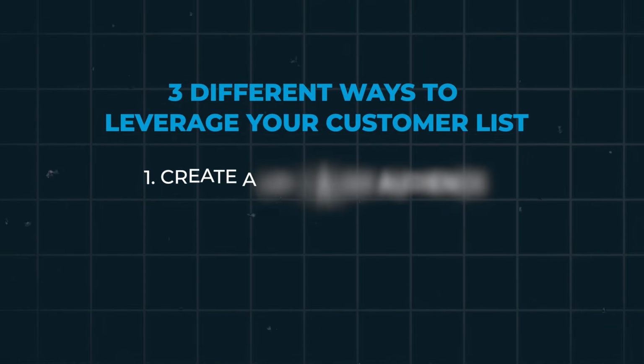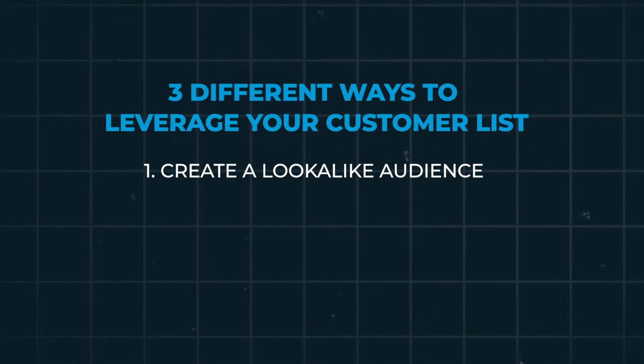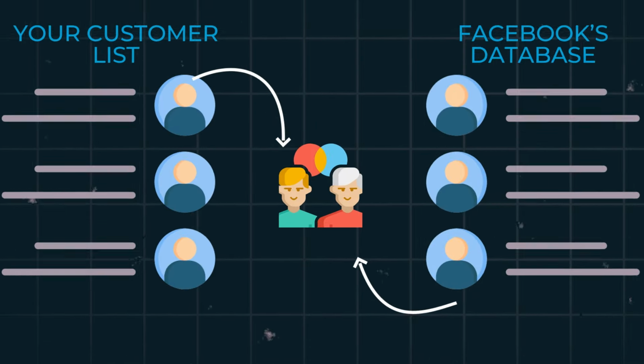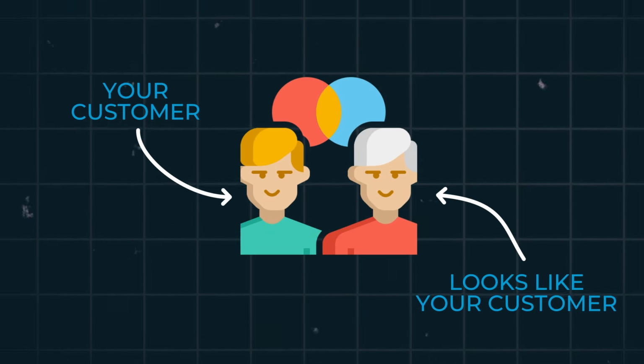Once you've got your customer list uploaded as an audience, you'll want to do 3 different things with it. Number 1, create a lookalike audience out of it, which is an audience of people Facebook finds who look like your existing customers. So it will be a cold audience of brand new people who have never heard of your brand before, but it's often the most profitable cold audience out there.